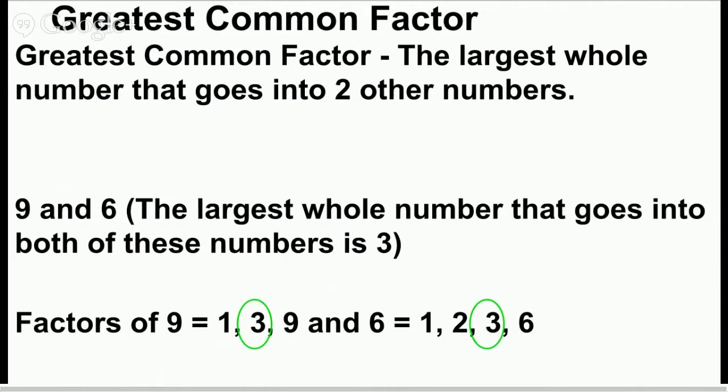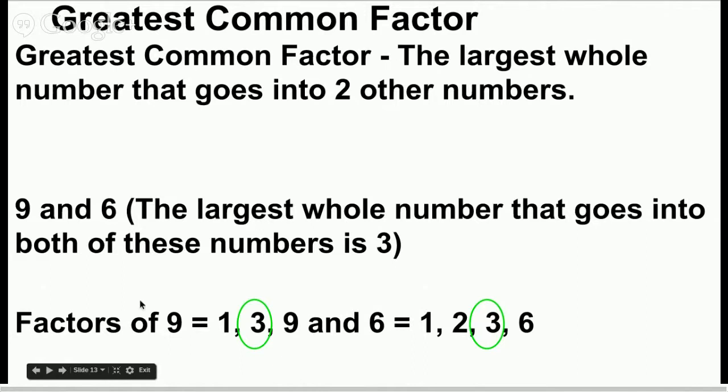Greatest common factor is the largest whole number that goes into 2 other numbers. So if I had 2 numbers, 9 and 6, the largest whole number that I can multiply to get both of these numbers is 3.